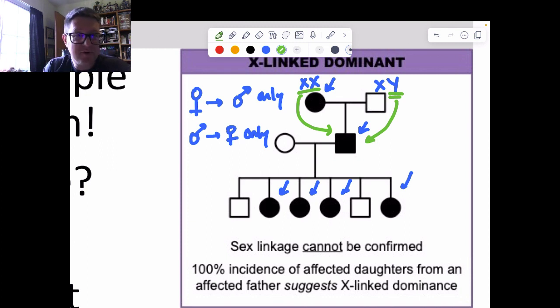Is it possible to go from mom to daughters? Yes, that's also possible. So this one thing, we could actually probably get rid of it, even though this example here doesn't show it. But is it possible to go from father to sons? The answer is no, because the sons only pick up the Y chromosome from dad.